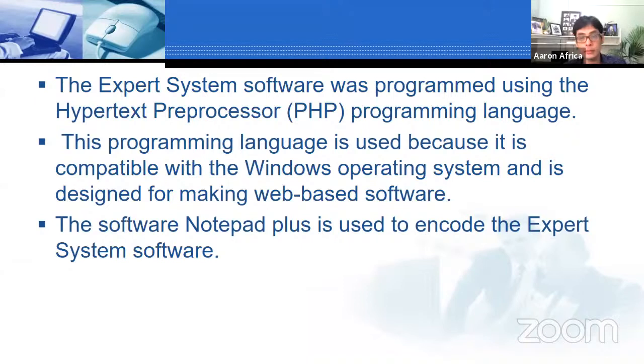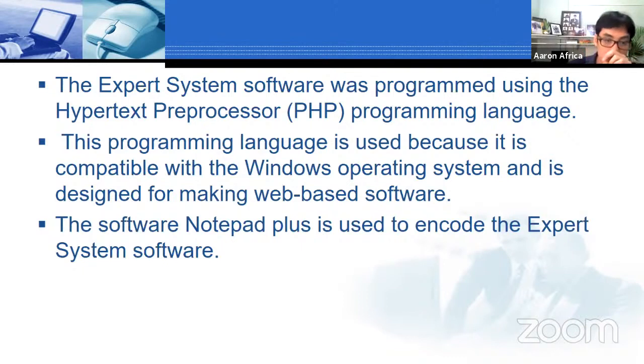Now, of course, we created a program in the expert system. What we use in the program is PHP. Now, you might be asking why we use PHP. PHP is used to make the program web based, because in a telecommunication company, it is better to access it anywhere. So we made it web based.